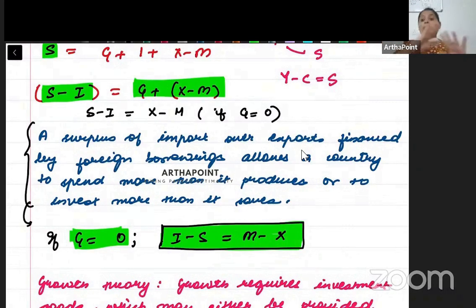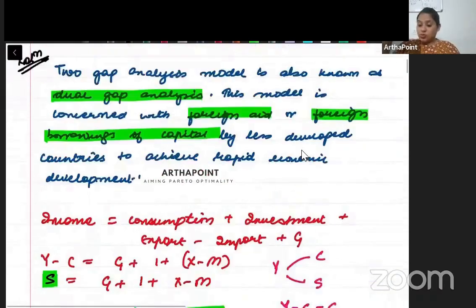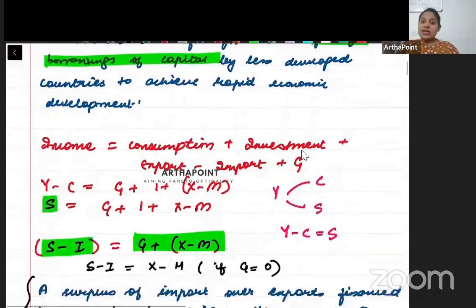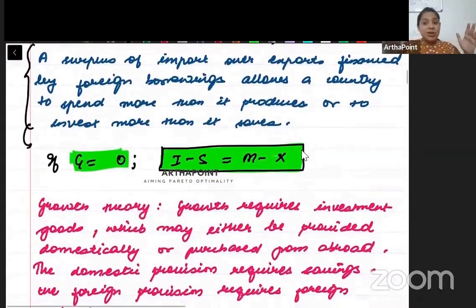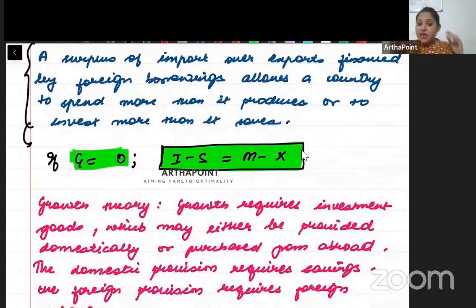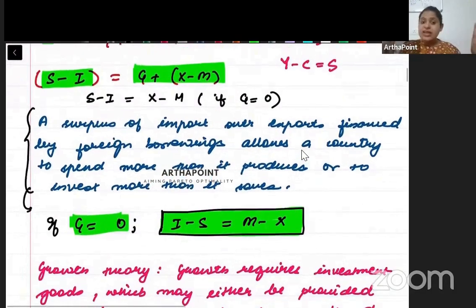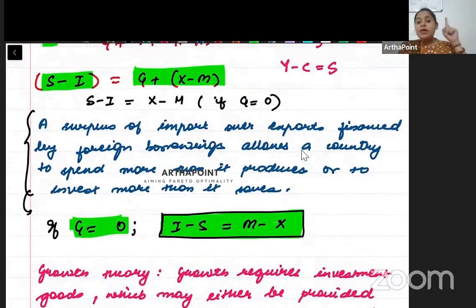इस स्टेटमेंट को बहुत ध्यान से समझो. This is the dual, पूरा ये जो डुअल गैप एनालिसिस है ये इसी चीज पे बेस्ड है. So try to understand this statement. Very, very important statement. It says if you want to have investment more than savings. देखो अभी तक हम क्या पढ़ते थे? We used to always study that savings help you in investment.